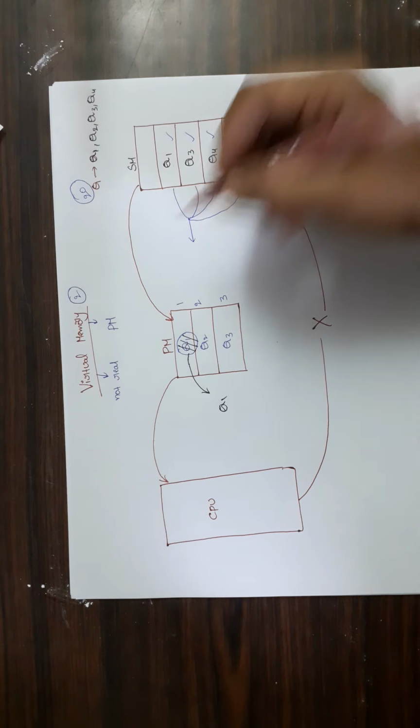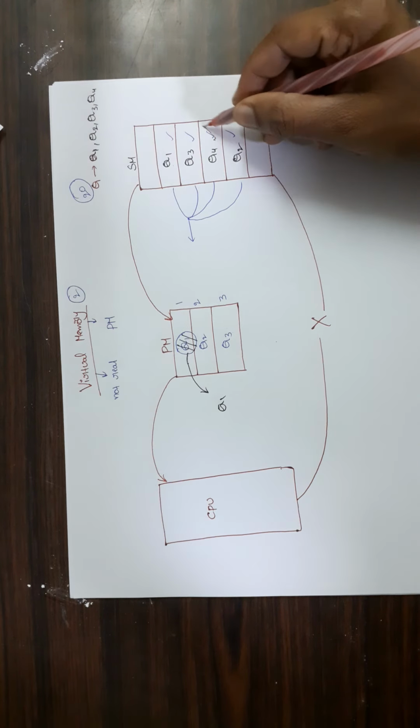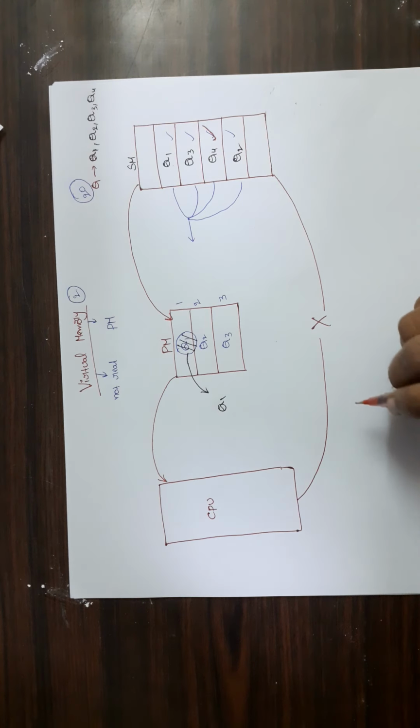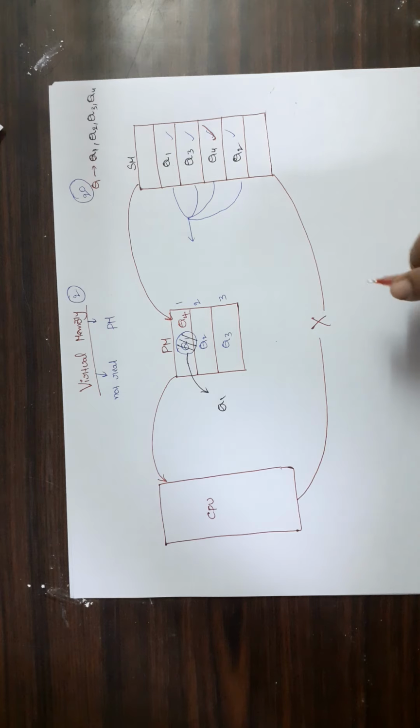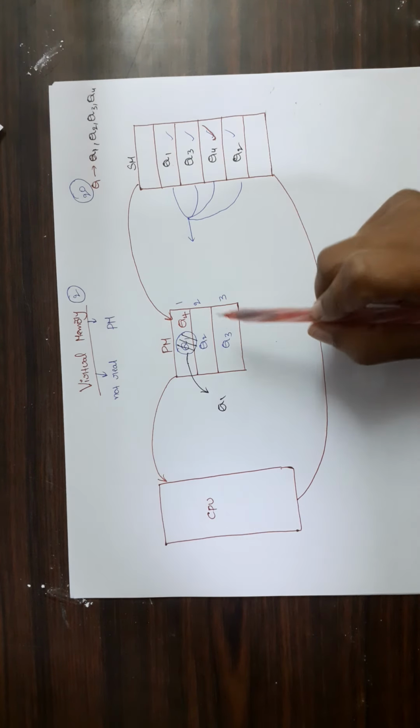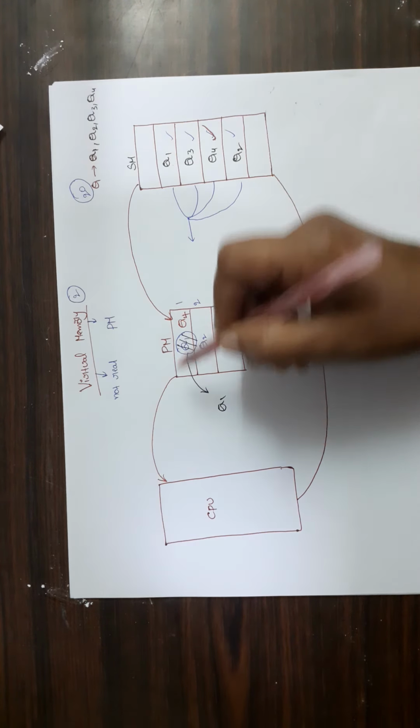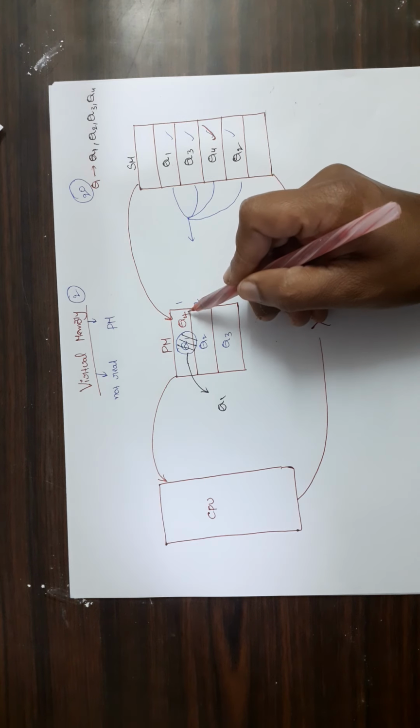So we have another page, right? Q4, which is not loaded into the primary memory. So now we will load Q4 into the primary memory. So now the CPU can execute the Q4 page also.